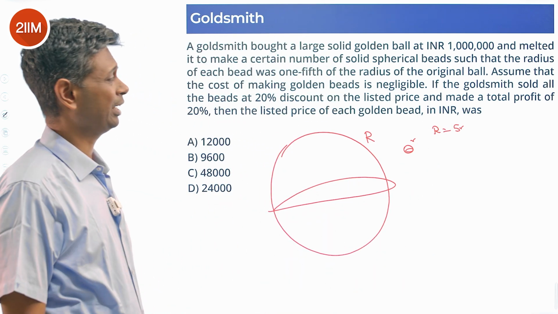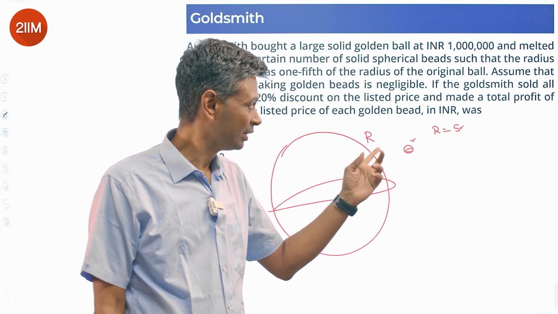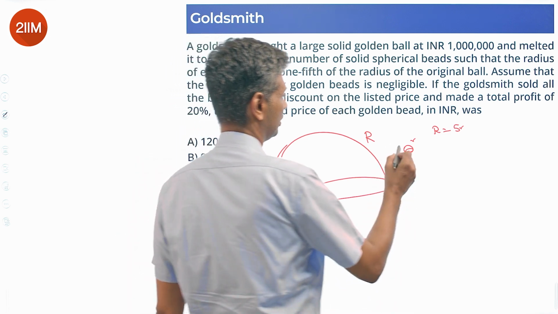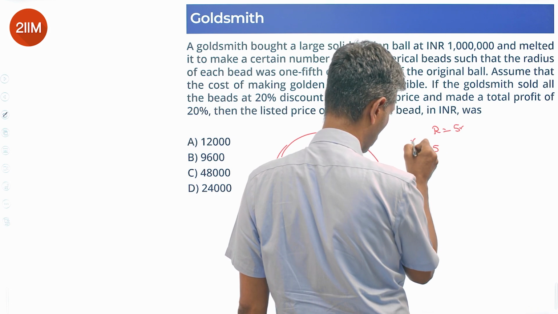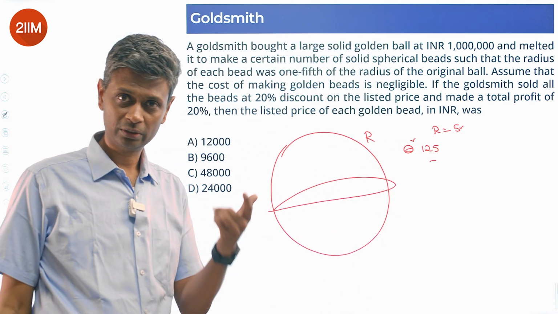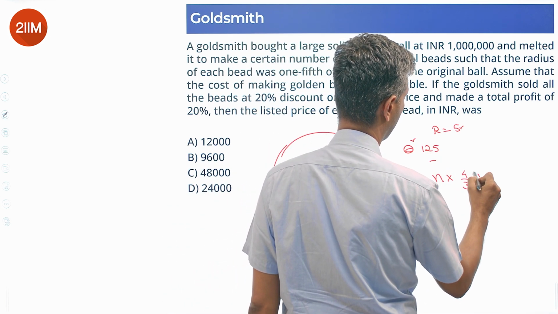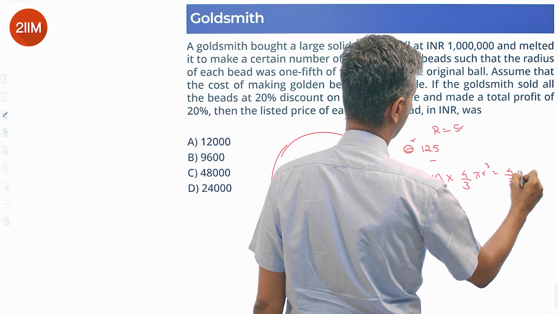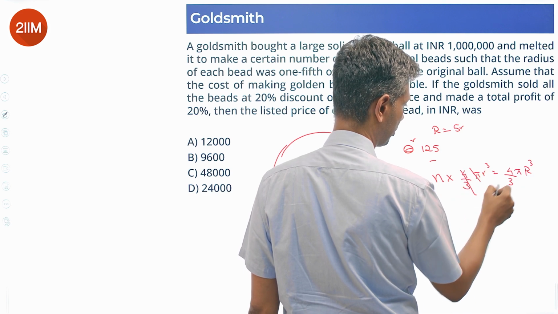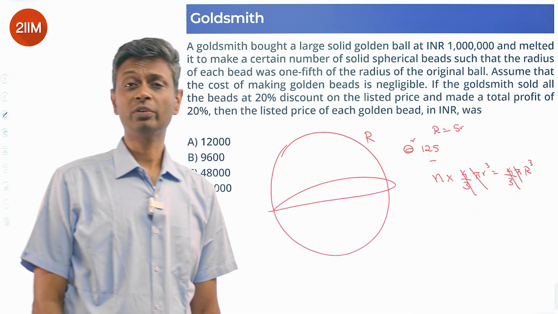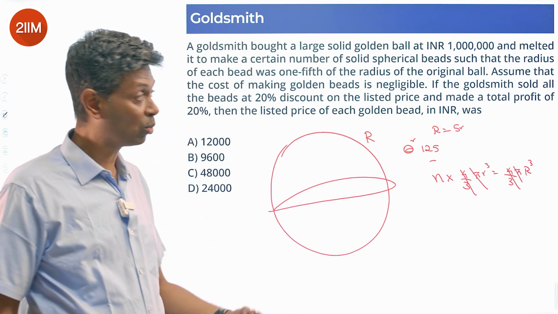Okay. Straight away, what do we know? This is 4 by 3 pi R cube. That is 4 by 3 pi r cube, small r cube. This is 1/5 R. There will be 125 of these small balls that we can create from the big one, 5 into 5 into 5. So this volume, there are n balls, assume n into 4 by 3 pi r cube equals 4 by 3 pi capital R cube. This is 5 times small r. 4 by 3 pi will go away. 5 into 5 into 5 is 125. So with that big giant ball, we are creating 125 small spherical balls.